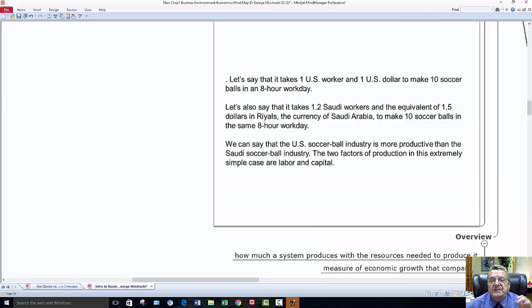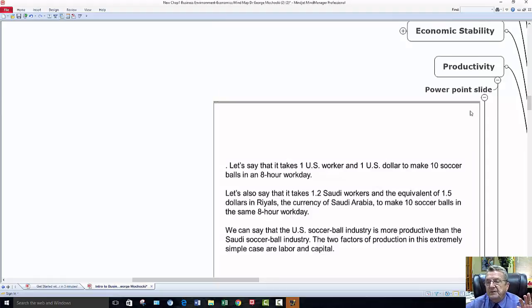So let's look at productivity. It takes one U.S. worker, one U.S. dollar, to make 10 soccer balls in an 8-hour day. Let's say it takes 1.5 Saudi workers, the equivalent of 1.5 in riyal, the currency of Saudi Arabia, to make 10 soccer balls in an 8-hour day. We can say that the U.S. soccer ball industry is more productive than the Saudi soccer ball industry. The two factors of production, in this extremely simple case, are labor and capital. Now, when you look at the exchange rate and everything else, that makes a difference.